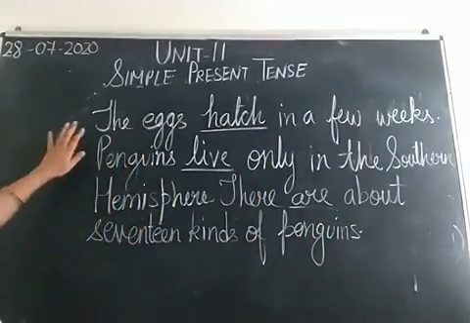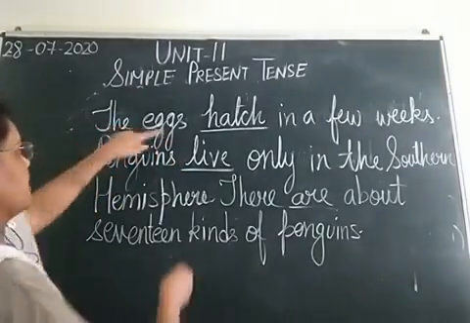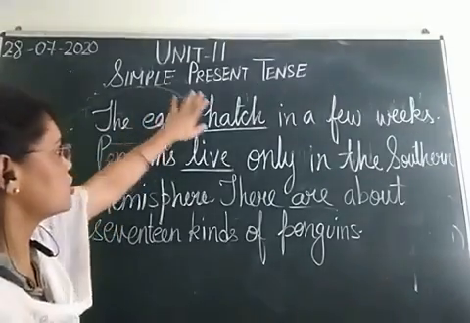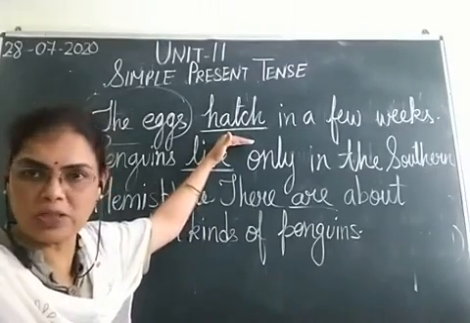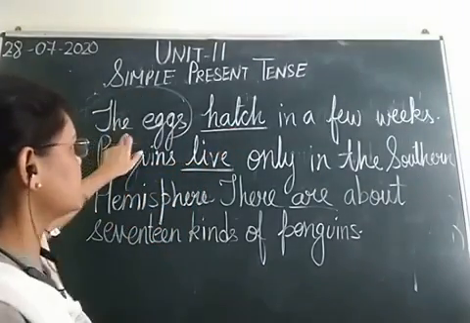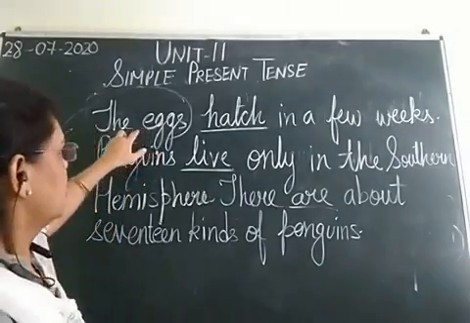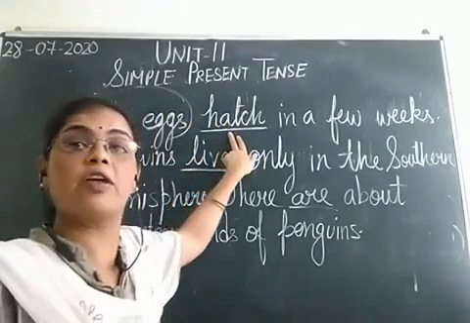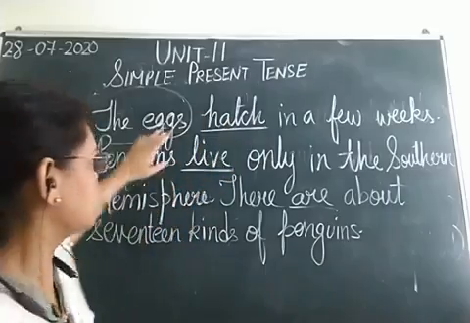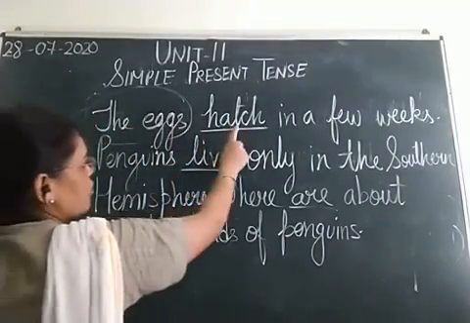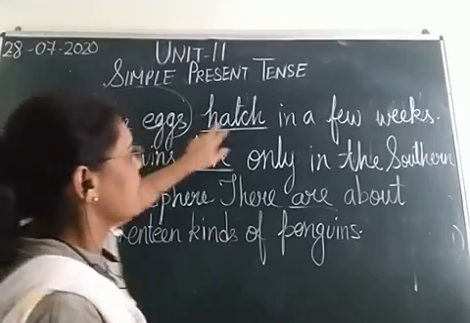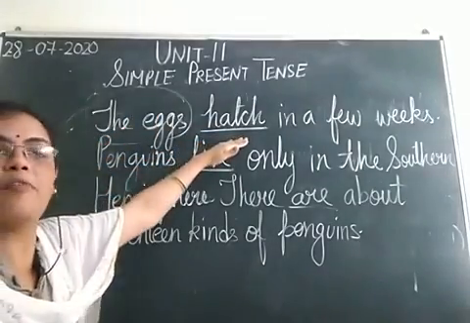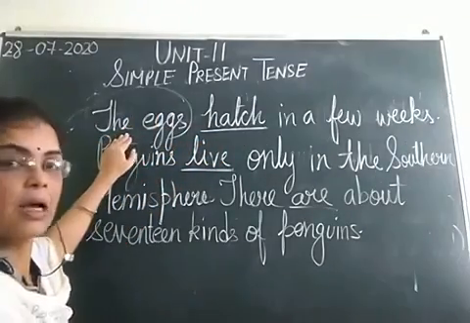Okay, now look over here. The eggs. The subject is the eggs. The eggs. Children, again, plural subject. So, we have used the verb hatch without adding s or es. Whereas, if the subject was singular, if in place of eggs, the subject would have been the egg, so we would have written over here hatches. So, keep this in mind. The subject is plural. So, we have used the root form of the verb hatch. The eggs hatch in a few weeks. Fine. Why have we used the root form of the verb? Because the subject is plural.